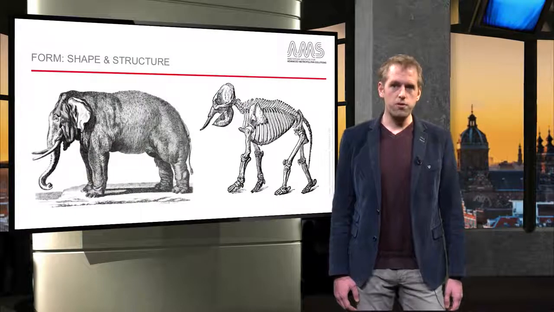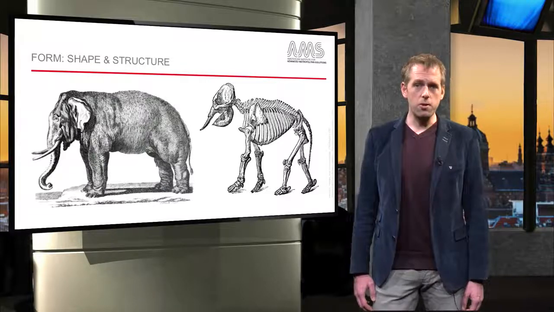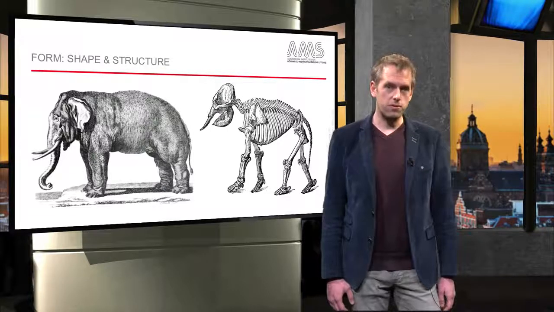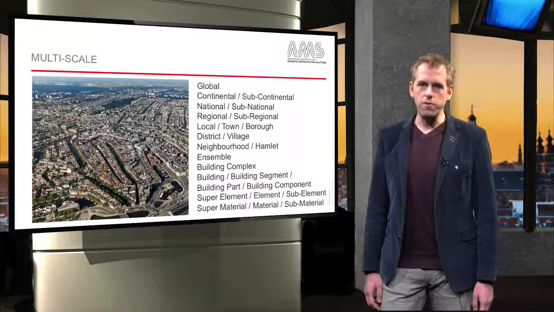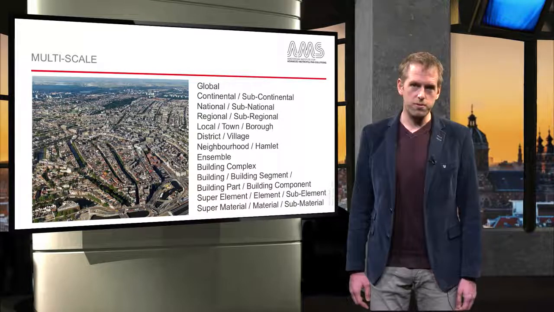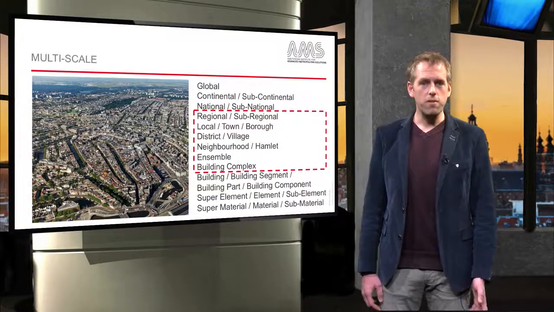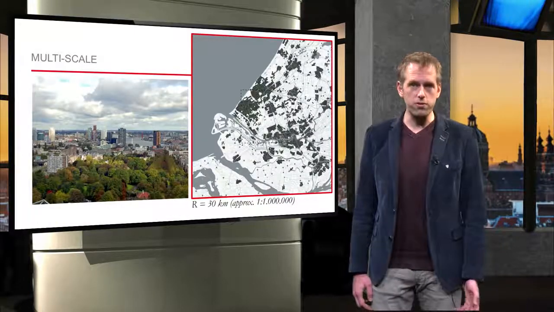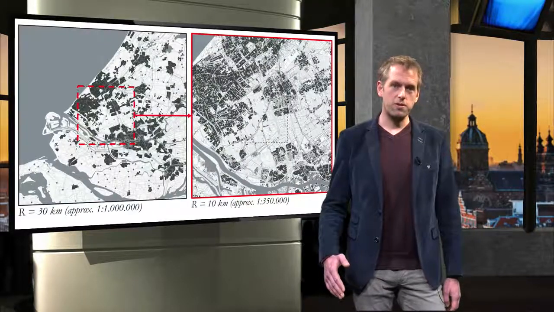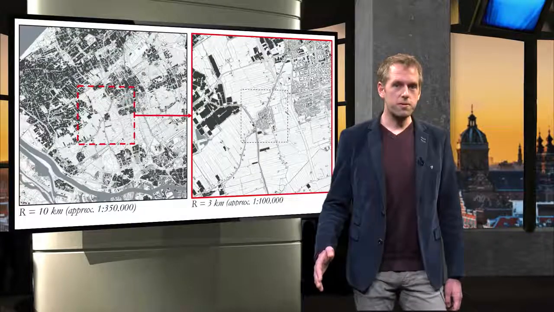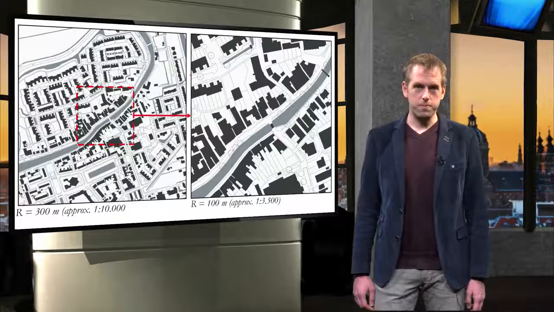Focusing on form, the shape and structure of cities are the topic of study. These can be studied on various levels and scales. Let me explain. The scales to consider can vary from global level to material level. In this case, we look at the level of cities. Cities have important spatial features at different scales, ranging from the metropolitan scale and the regional scale to the city scale, zooming in to the neighborhood and street level.